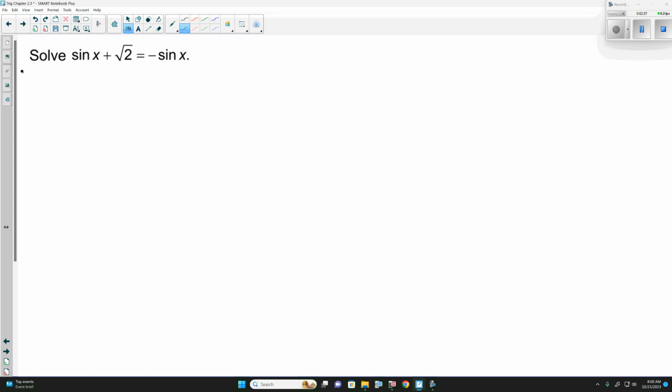Now, the other way is actually just solving for it. The main reason we would use zero product property is if we have exponents greater than 1. So we're talking about sine squared or cosine squared, tangent squared, or having to factor and turn it into two things multiplied together. Now, with this first one, we have sine of x plus square root of 2 is equal to negative sine of x. Well, we only have sine of x.